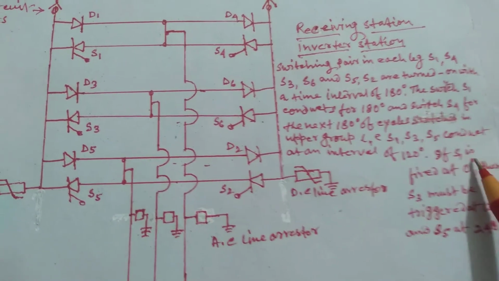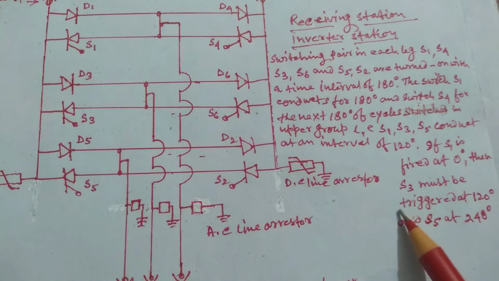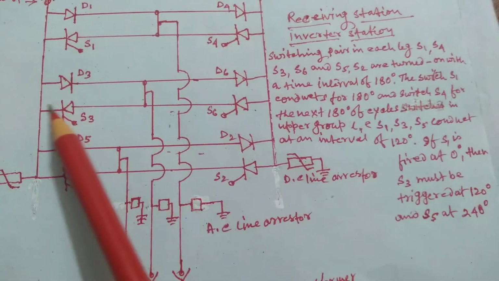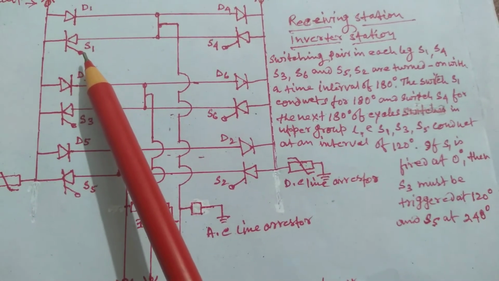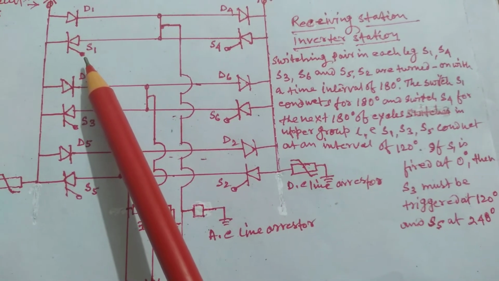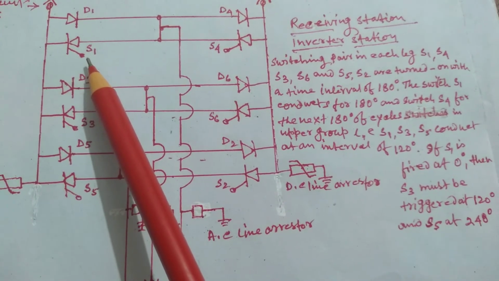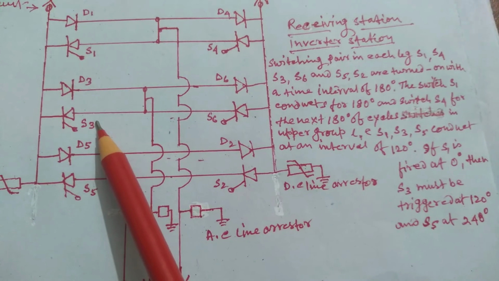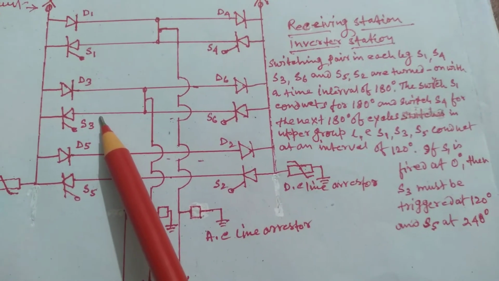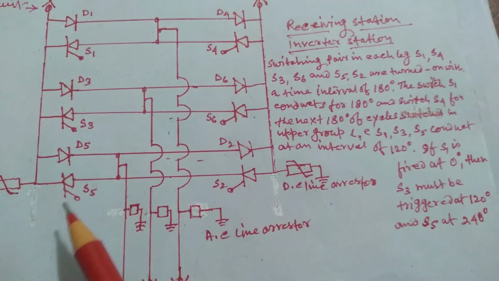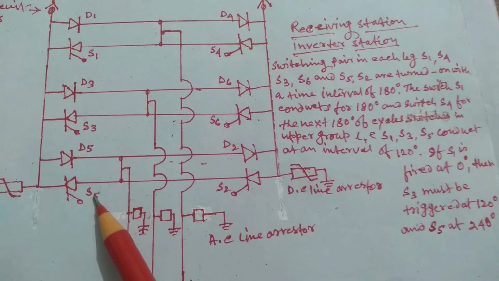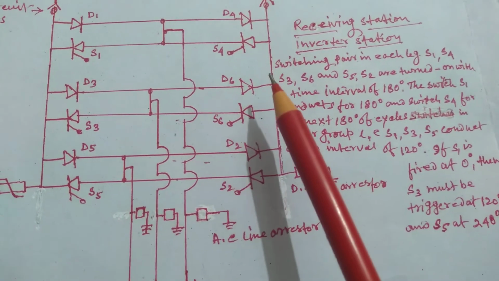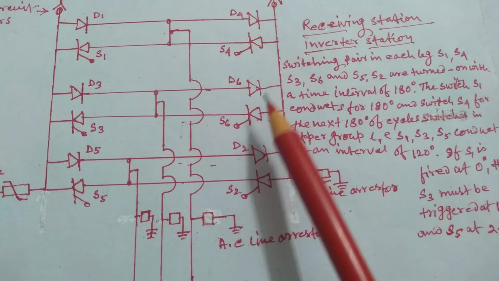If S1 is fired at 0 degrees, then S3 must be triggered at 120 degrees and S5 at 240 degrees. These are the cyclic changes of the triggering systems.